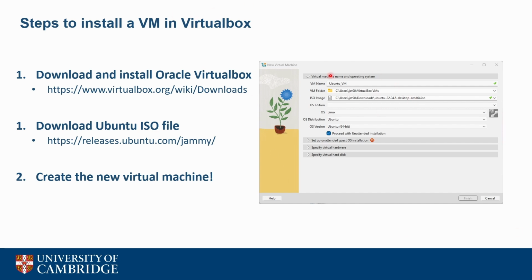First you have the VM name, where you need to give your virtual machine a name. And then you have the VM folder, and just to say, it's good practice to create a specific folder to keep your virtual machines in, because it may be that you decide to create more than one virtual machine. So you can see I've done that there. Then in the ISO image section, you can navigate to the Ubuntu ISO image that you downloaded. And once you select that, the OS distribution and OS version should be automatically populated.